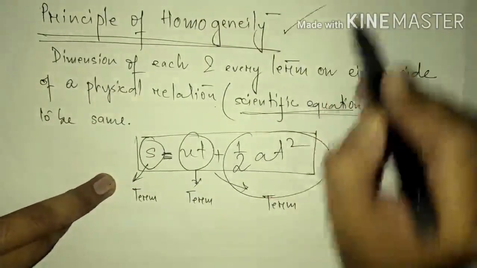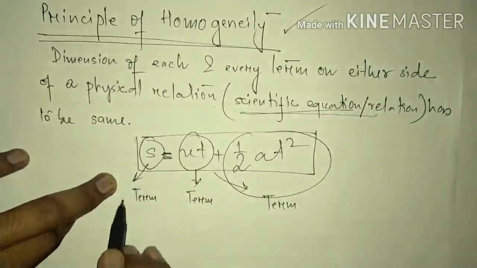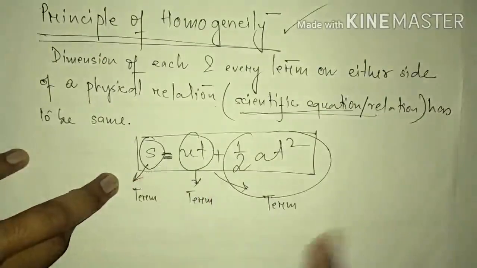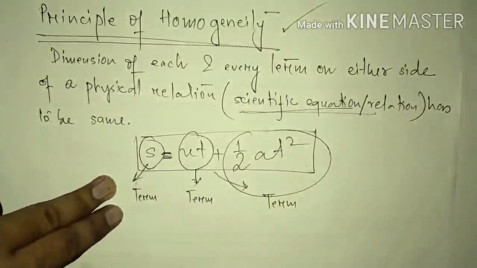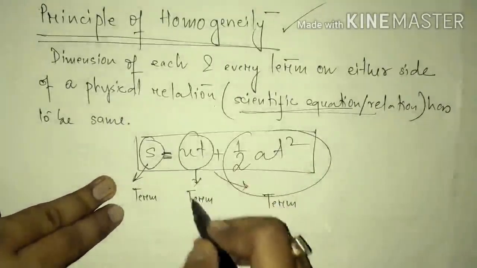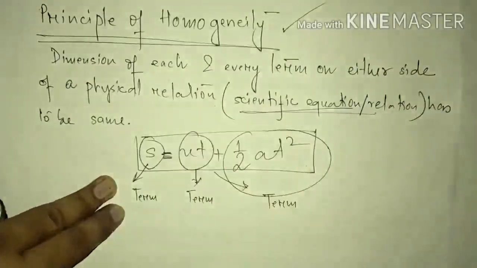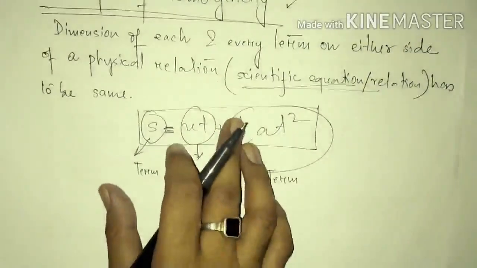So the principle of homogeneity says that if it is a correct equation, the dimension of each and every term on either side of the equality sign has to be same. That means the dimension of the term S has to be equal to the dimension of the term ut, which has to be equal to the dimension of the term half at square. Now let us check whether it's true or not.